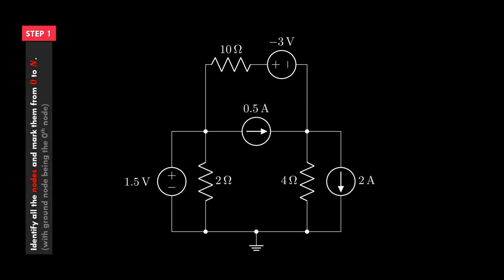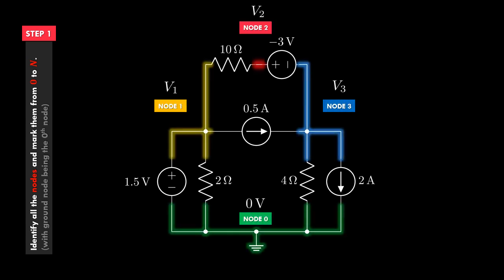Step 1, identify all the nodes. How many nodes do you think this circuit has? If you thought 3 nodes, you would be wrong. This circuit has 4 nodes. Usually, everyone misses that tiny node on the top.